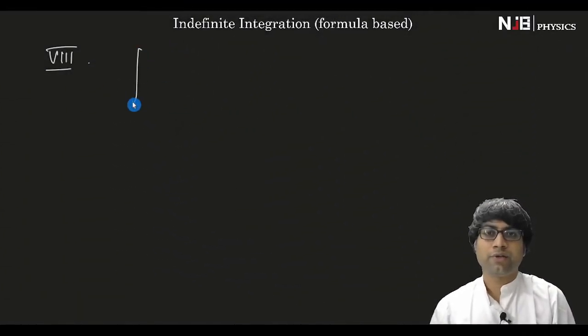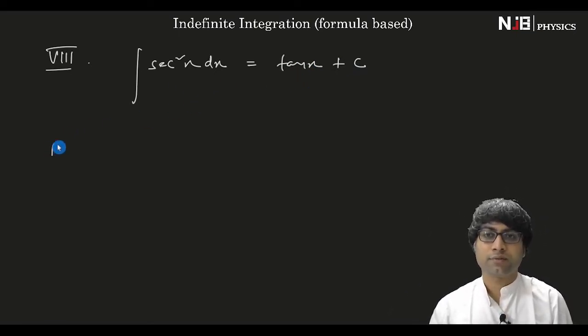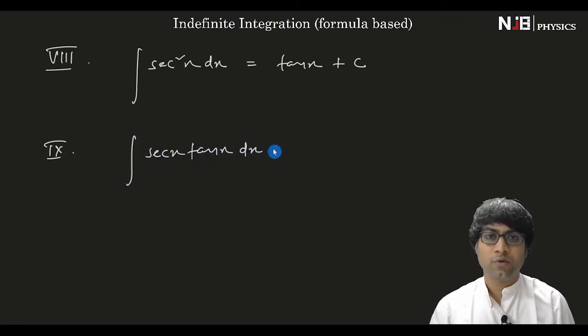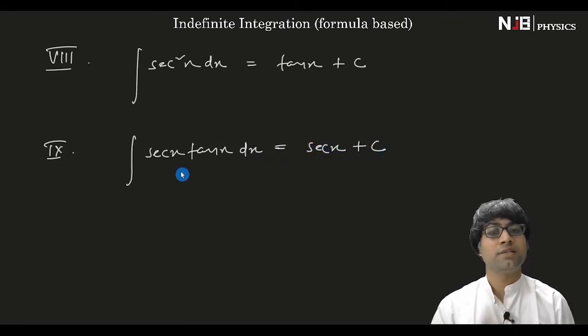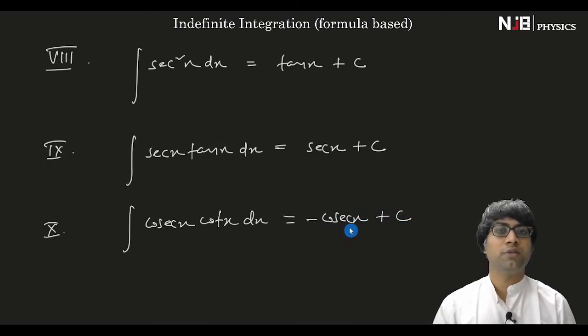Let's now talk about the integration of sec square x dx. Well, this is going to be equal to tan x plus c, because the derivative of tan x we already know, it is sec square x. Next, what is the integration of sec x tan x? Well, this is going to be equal to sec x plus c, because the derivative of sec x is sec x tan x. Next, what is the integration of cosec x cot x? Well, this is going to be equal to minus of cosec x plus c. Why minus? Because the derivative of cosec x is minus cosec x cot x.